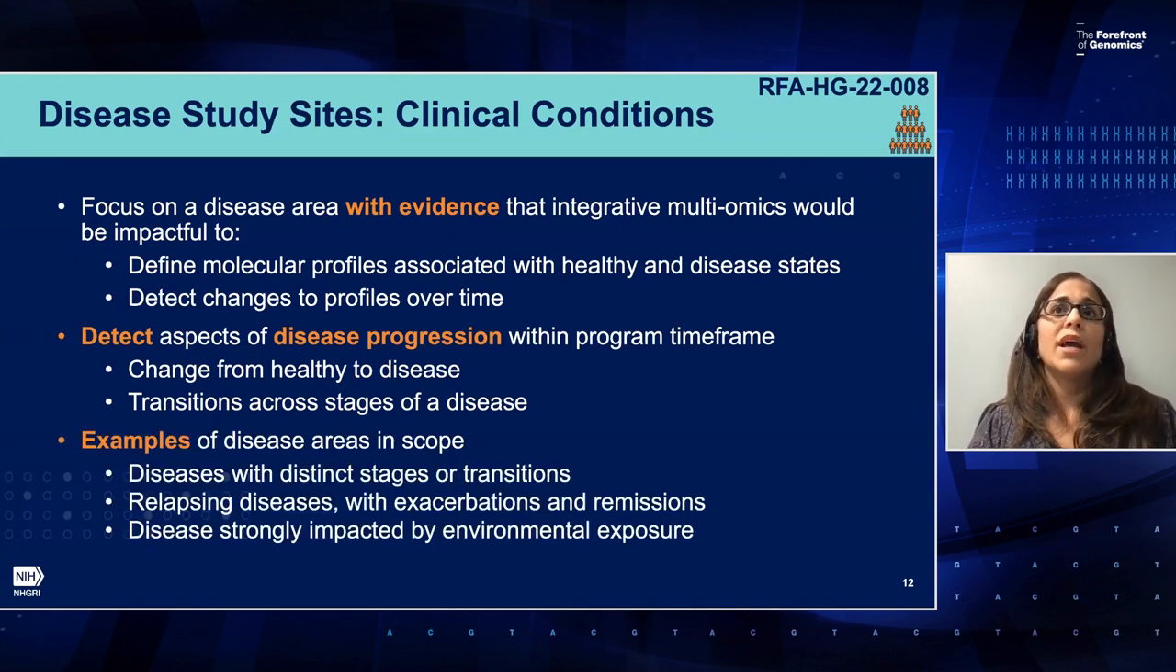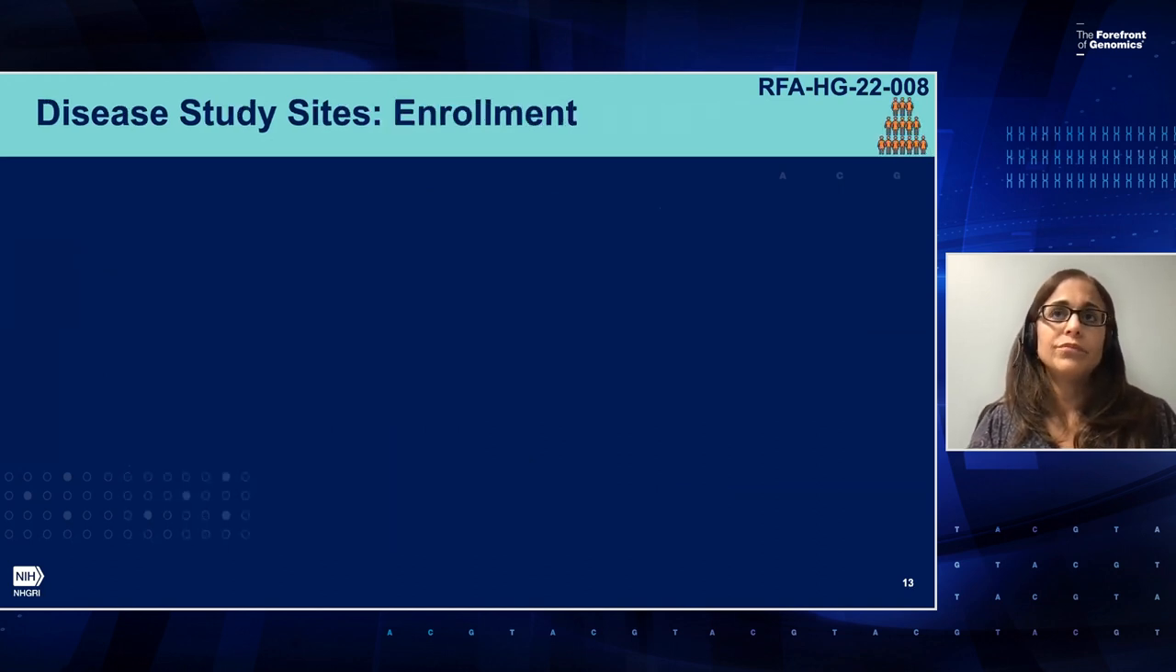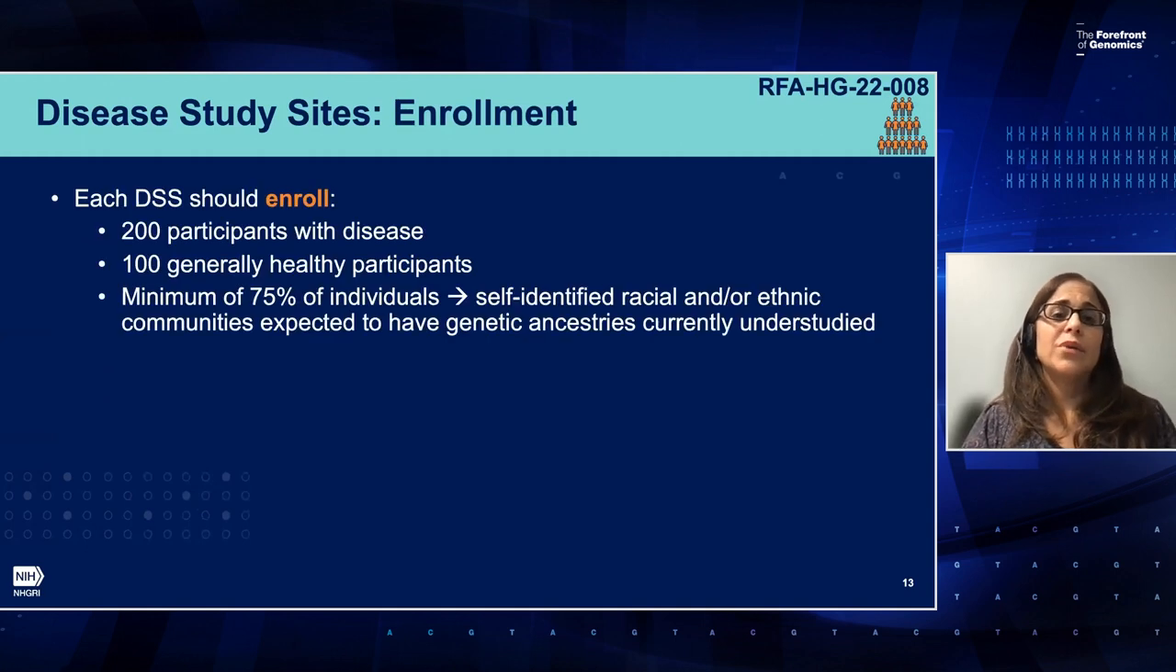And some examples we highlighted in the RFA include diseases with clear distinct stages. For example, relapsing diseases with exacerbations and remissions, or diseases with distinct stages or transitions, and diseases where a strong environmental component can be measured within the timeframe of the program. Each DSS should demonstrate the ability to enroll a minimum of 300 participants, so 200 participants with disease and 100 generally healthy participants. Each DSS should also ensure that at least 75% of the enrolled participants are from self-identified racial and or ethnic communities that are expected to have genetic ancestries currently understudied in genomics research.